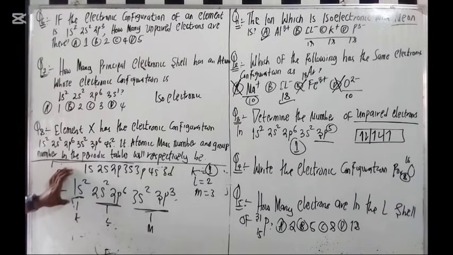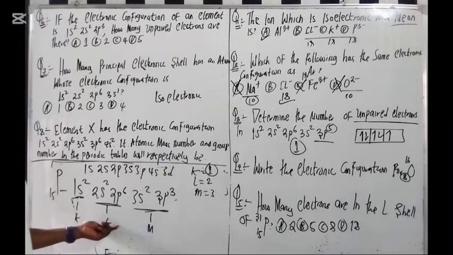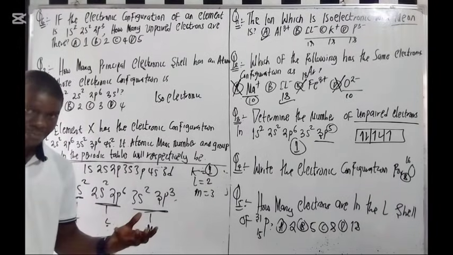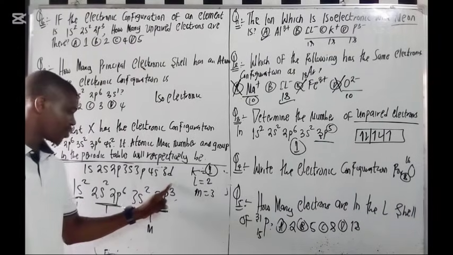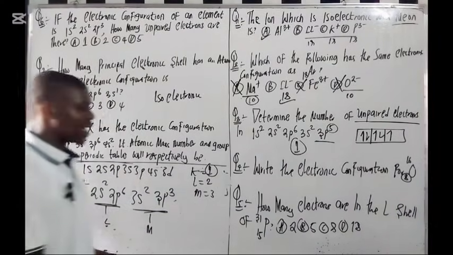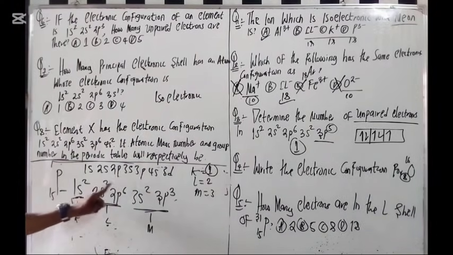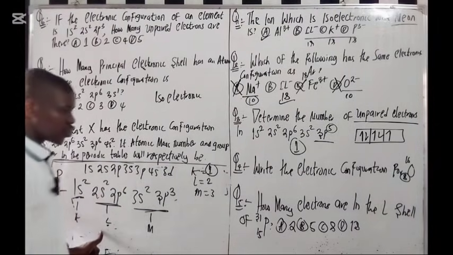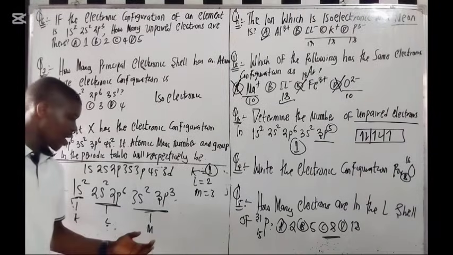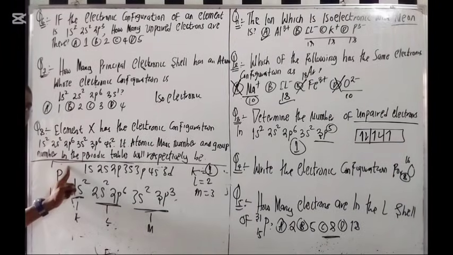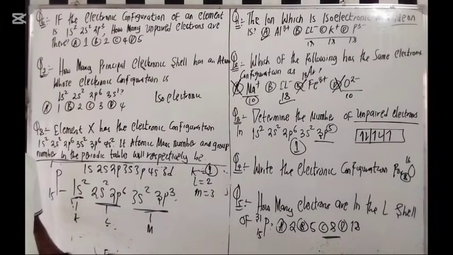So how many electrons do we have in the K shell? The number of electrons in the K shell is 2. The number of electrons in the L shell is 8, 2 plus 6, which is 8. For M, the number of electrons is 2 plus 3, which is 5. They're asking how many electrons are in the L shell, which is 2 plus 6, which is 8. So the option is C, which is 8. If they ask how many electrons are in the K shell, it is 2. How many electrons in the M shell? It's 5. Can you see that?